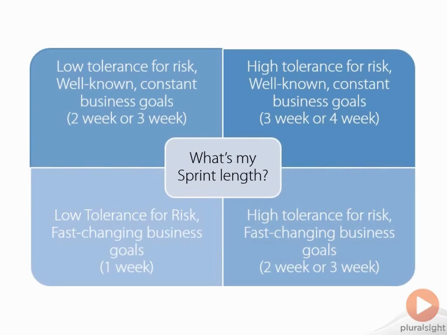So when I'm trying to figure this out, here's my way that I would think about my sprint length. In the bottom left-hand corner, if I've got a low tolerance for risk and fast-changing business goals, I'm probably going to go with 1-week sprints. Now, if I've got a low tolerance for risk, but I have well-known constant business goals, or a high tolerance for risk and my business goals change, maybe I'm looking at 2 weeks or 3 weeks. If I have a high tolerance for risk and well-known constant business goals, then 3 weeks or 4 weeks for your sprint length is probably fine.